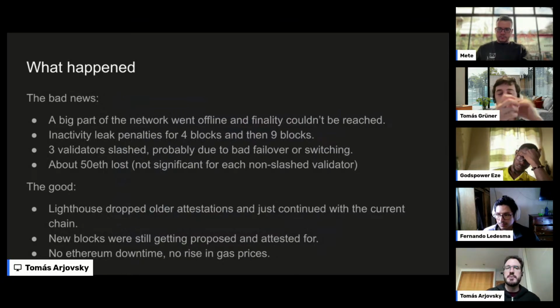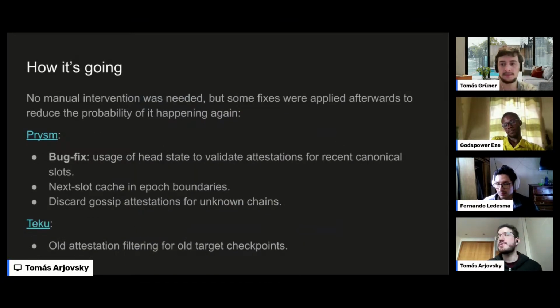So new blocks were still getting proposed and attested for, and fork choice still worked. So there was no Ethereum downtime, and there was no significant rise in gas prices. So what happened afterwards? Basically, the problem fixed itself, which was awesome. Basically, the inactivity leak worked.